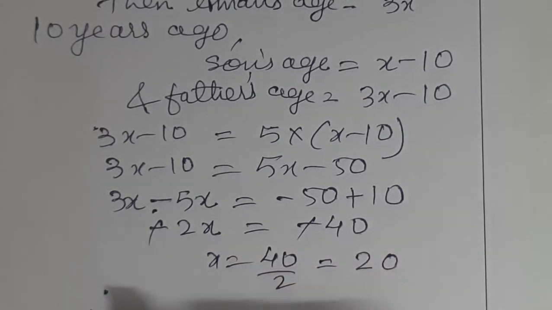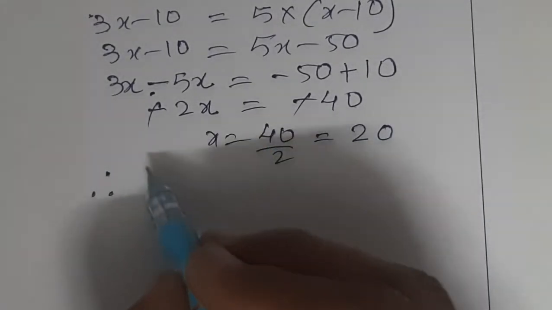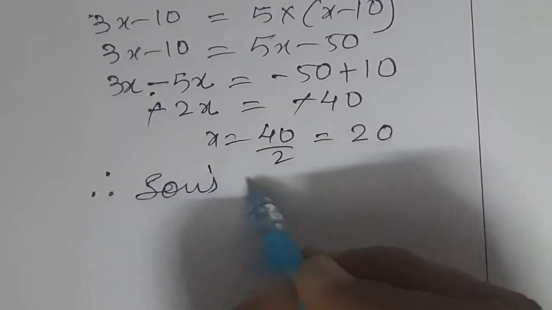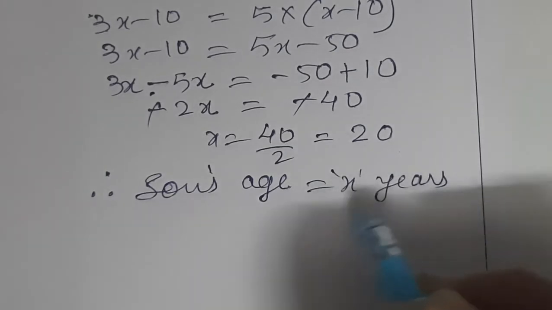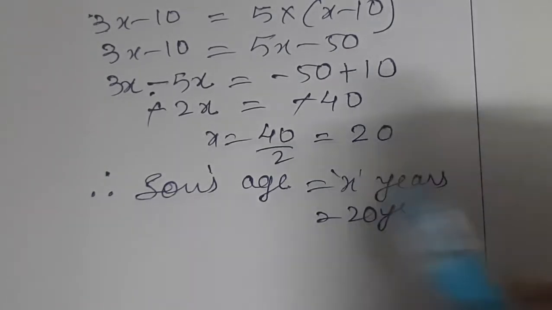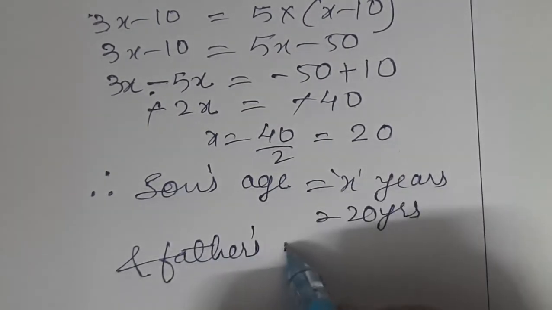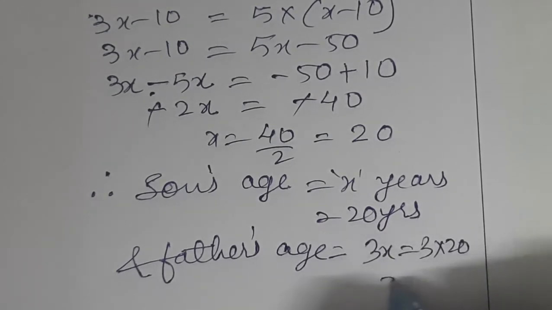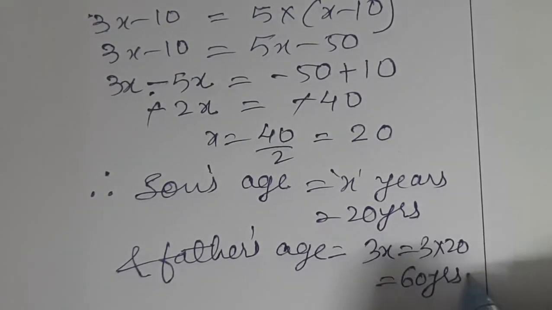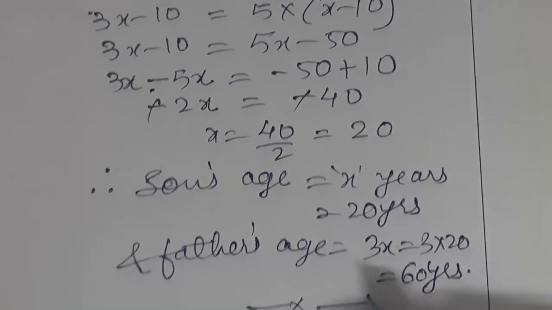Therefore, we can write, son's age is x years, means x is 20 years, and father's age, or man's age, whatever, father's age, 3x, 3 into 20, 60 years. So this question is completed, and you can check in the same way as we have done question number 9. So this completes this exercise.